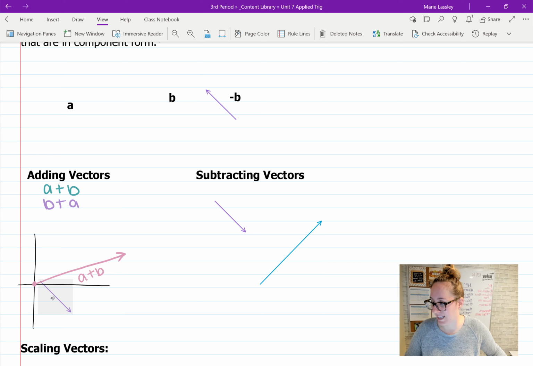As close as I can get to 0, 0. Come on. There we go. That's the best I could do. And then we'll stack A, which is a blue one, right on the end.